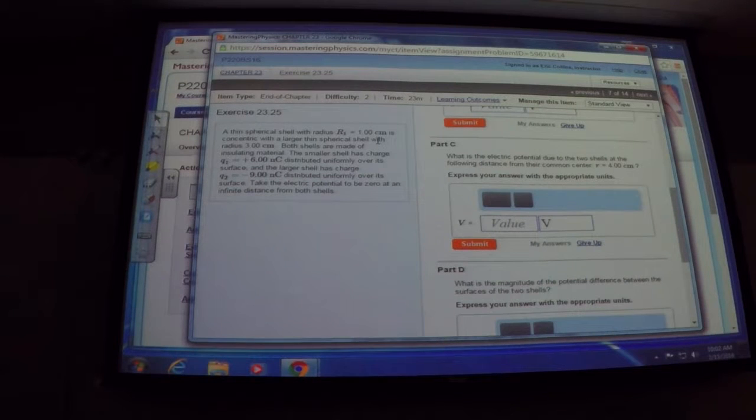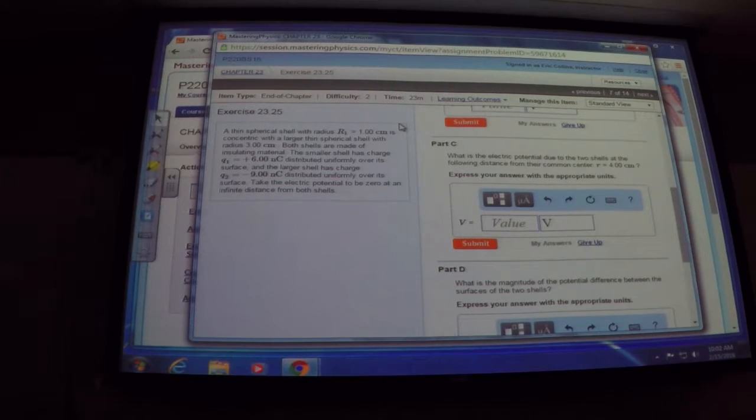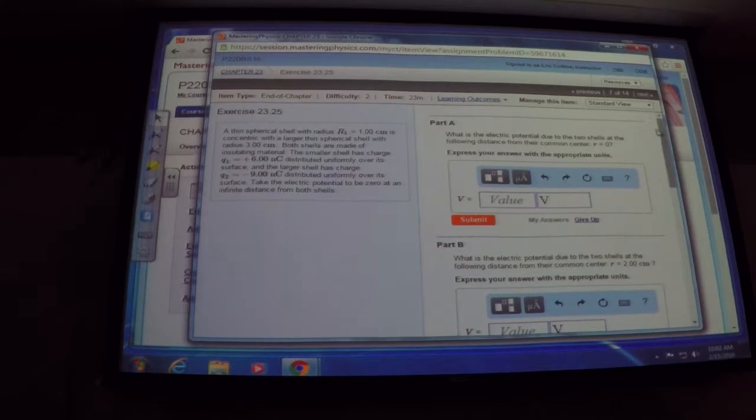A thin spherical shell of radius r equals 1 centimeter is connected with both shells made of insulating material. The smaller charge is 6 nanocoulombs. Do not worry about this problem. This involves integrating over the electric field. So you'd have to calculate the electric field using Gauss's law. That I still would like you to be able to do with something like this. But what I don't want you to have to do is integrate, because we never actually did complicated things like this, only simple things.